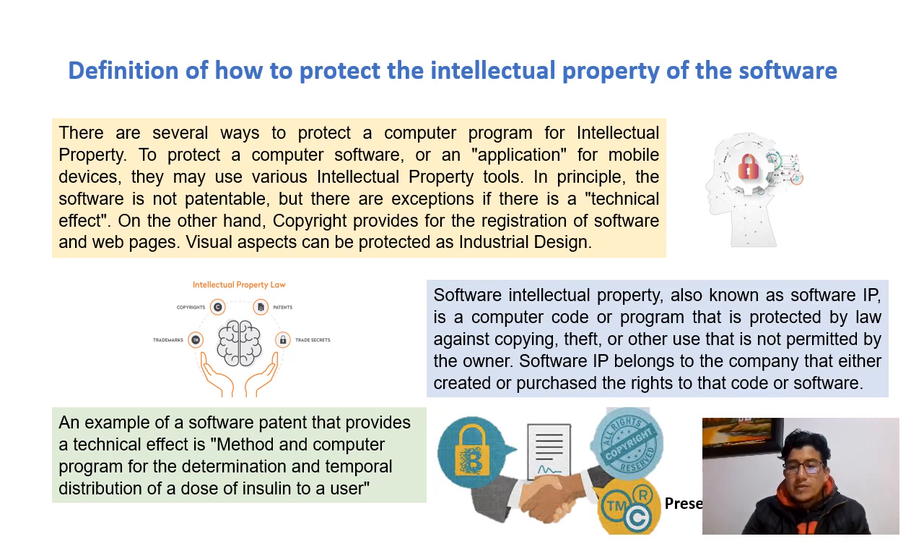Software intellectual property is a computer code or program that is protected by law against copyright theft or other use that is not permitted by the owner. Software intellectual property belongs to the company that either creates or purchases the right to that software code.